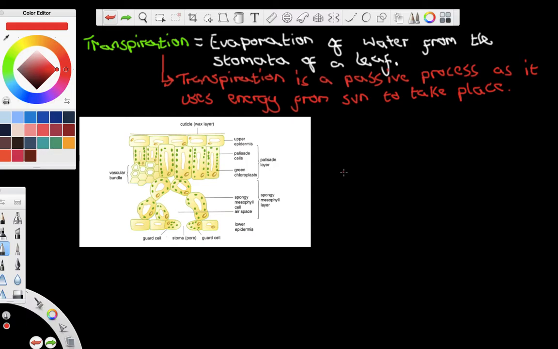So if we're thinking about the structure of a leaf, the stomata are found at the bottom. Okay? So we can say that if the humidity in the atmosphere is less than that in the stomata, we've got a water gradient. If I've got a high water potential in the spongy mesophyll, and a low water potential in the atmosphere, water is going to want to move out of the leaf.